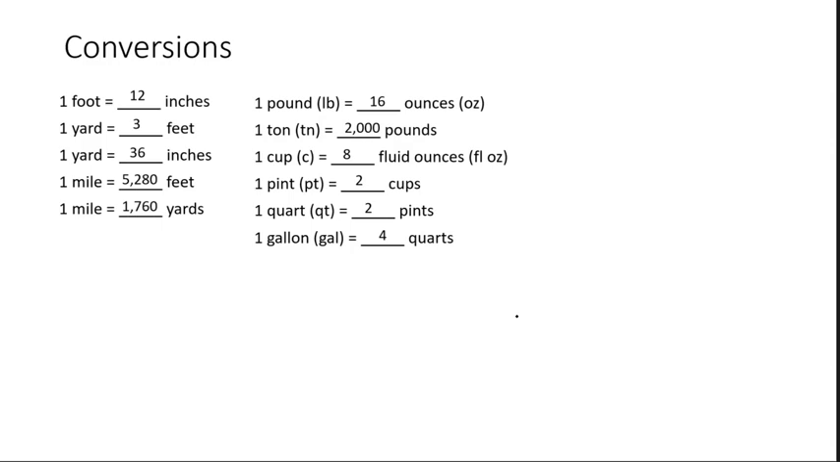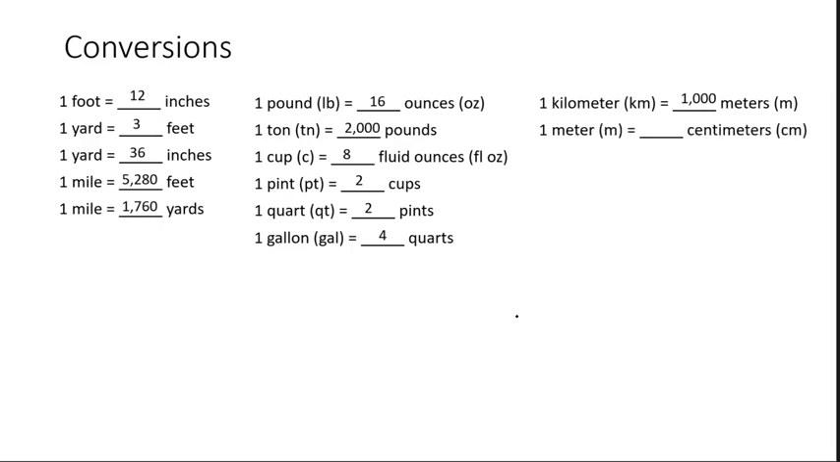Okay, then over here we have metric units. So we have 1 kilometer equals how many meters? The prefix kilo means 1,000. So 1 kilometer would be 1,000 meters. And then 1 meter would be how many centimeters? The prefix centi means 100. So 1 meter would be 100 centimeters.